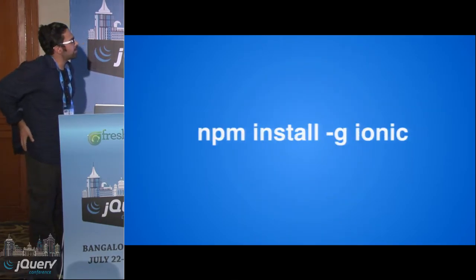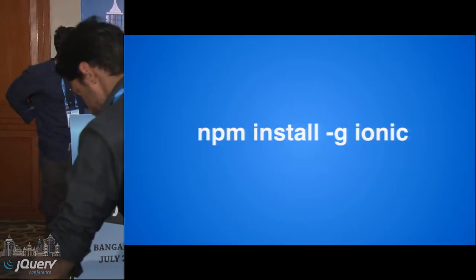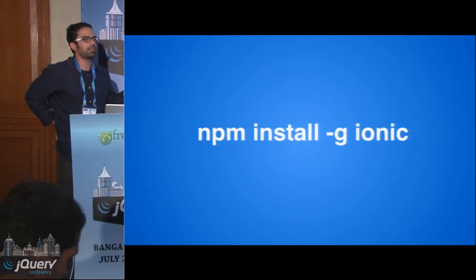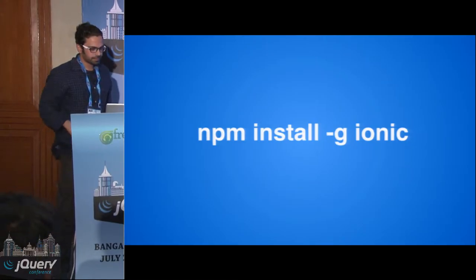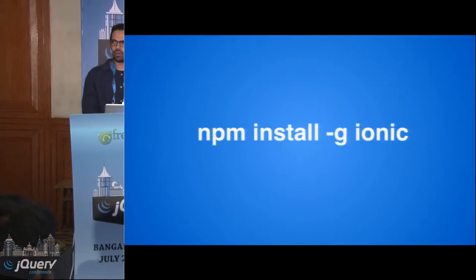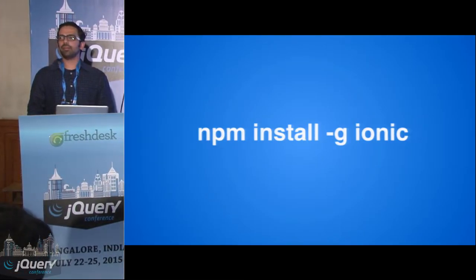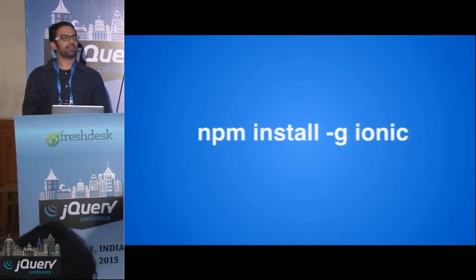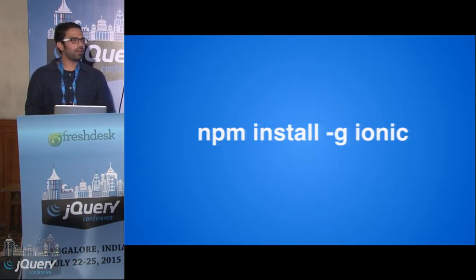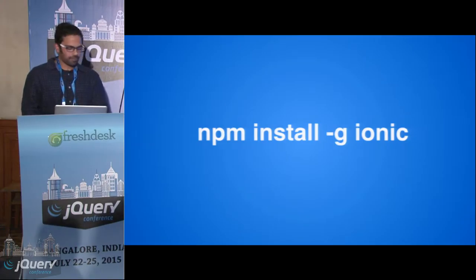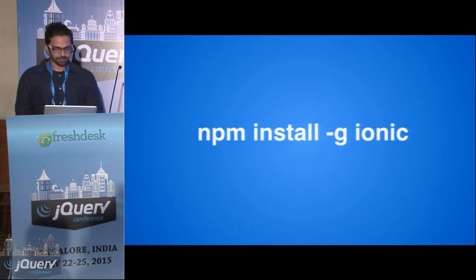So let's start playing with Ionic. This is a simple command to install Ionic. If you are familiar with npm, npm is a node package manager, and you can install it via npm install -g. -g stands for global. It's a global module. How many of you are familiar with Node and NPM? Okay. So this is kind of a necessity for web developers in today's day. NPM and Node give you a lot of modules for web development and Node.js development.